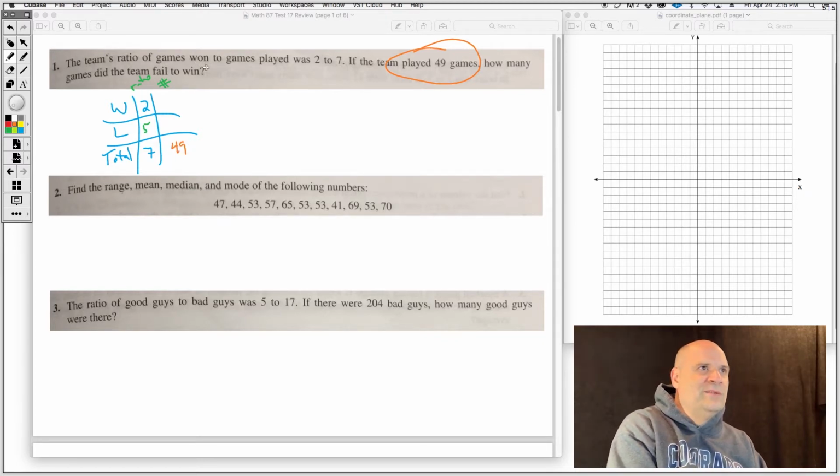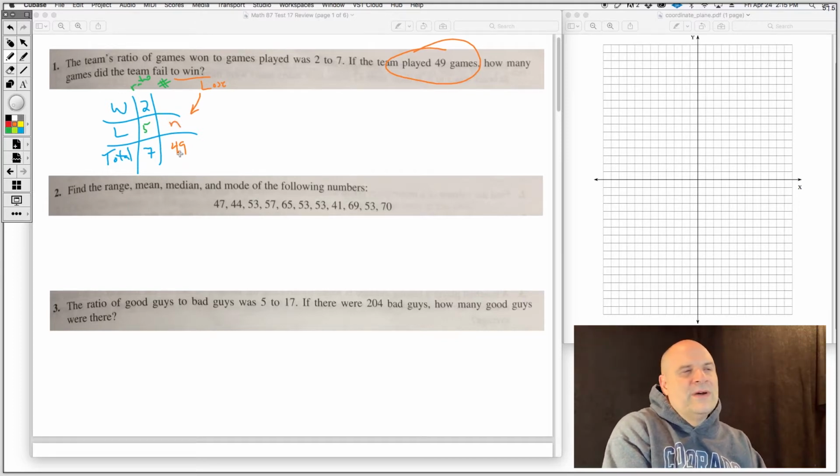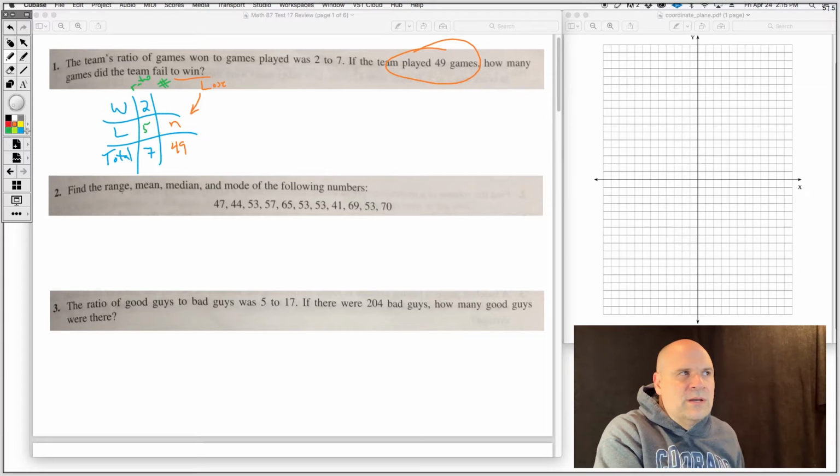All right, fail to win is basically a fancy way to say lose, unless you're tying, but whatever. It'll work the same. So that's what's gonna go there. So this is our variable right here. So let's just choose n there. So how do we figure this out? Well, you can do a couple different methods.